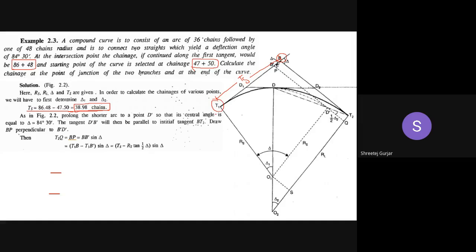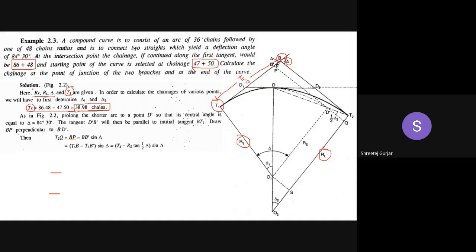So now what all they had given? They have given us RS, they have given us RL, they have given us the delta, and TS, right? TS is also given. It is not given directly, it is indirectly given.